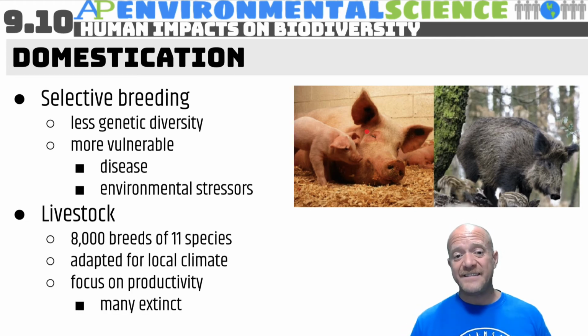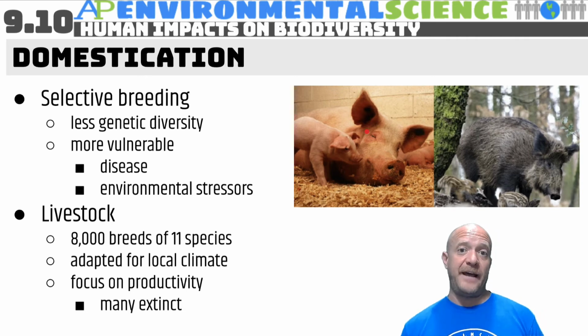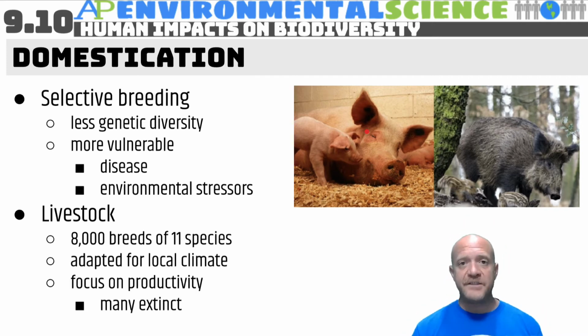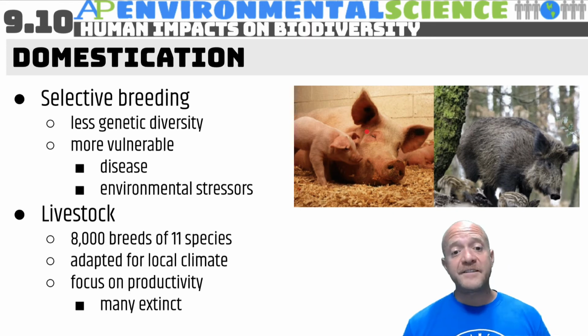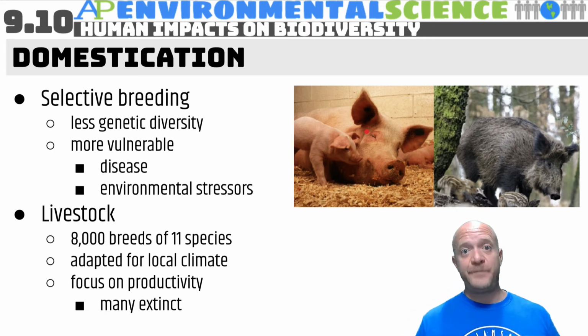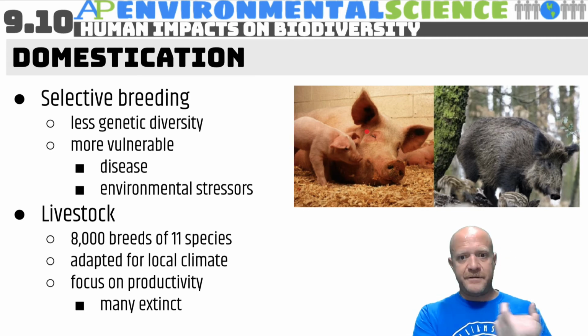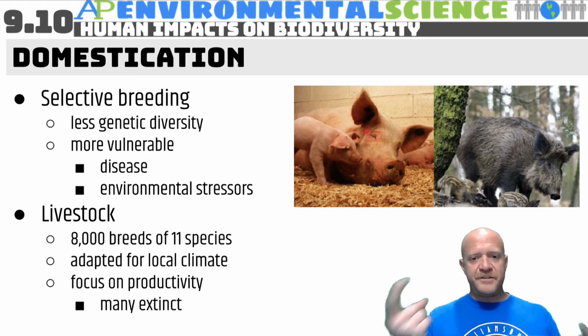And we have seen this in the livestock that we have raised. And we have 8,000 breeds of livestock. Now that's like different varieties of pigs, different types of cows, different types of horses, sheep, chickens. All of this stuff came from 11 species. So if you think about it, we had the original cow, the original wild boar pig, a sheep, a goat, a chicken, a turkey.